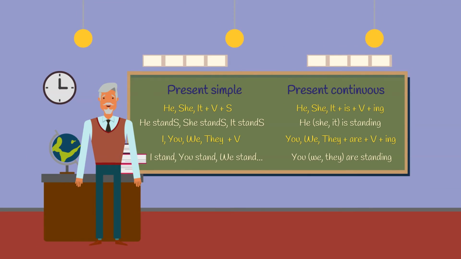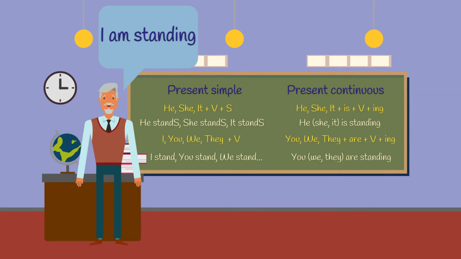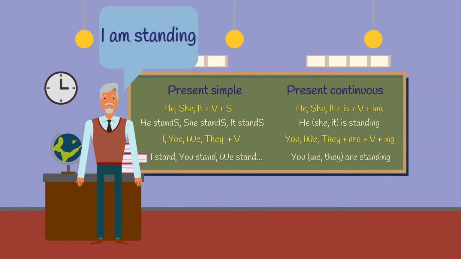When you are talking about yourself, you must add an auxiliary verb am as well as an ing ending to the action verb you are going to use. I am standing.